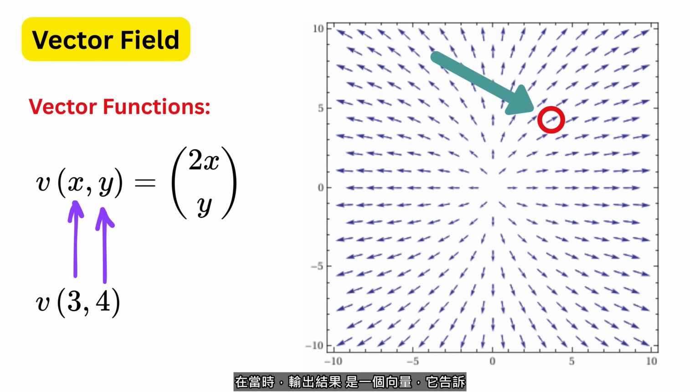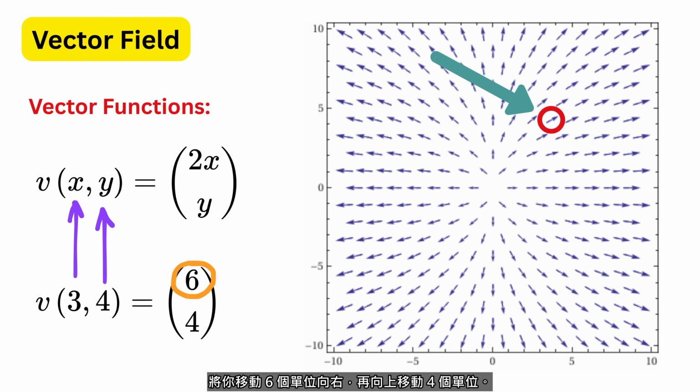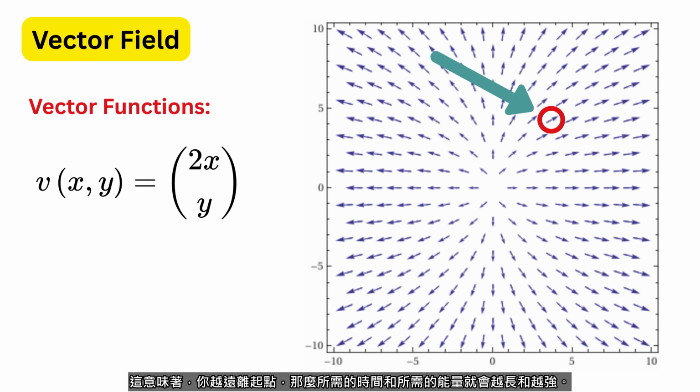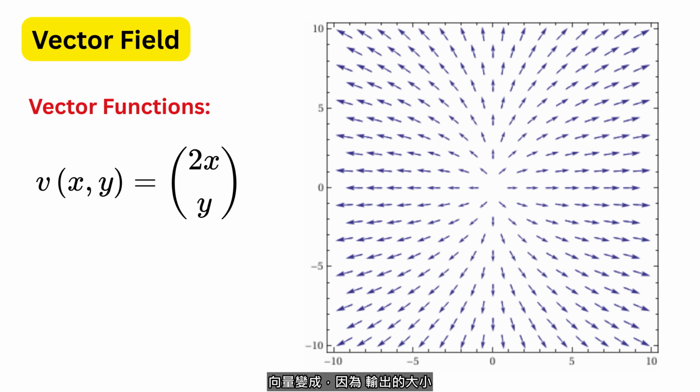At the point 3, 4, the output is a vector that tells you to move 6 units to the right and 4 units up. This means the further you move away from the origin, the longer and stronger the vectors become, because the magnitude of the output increases with the distance of the coordinates.